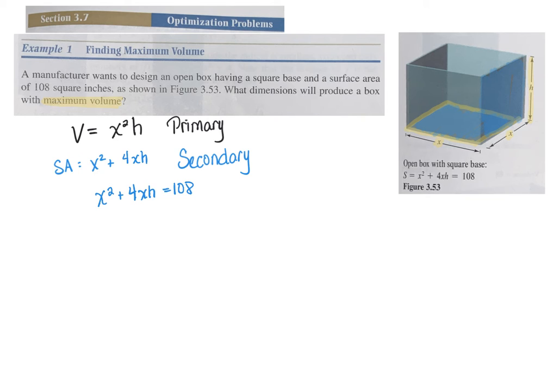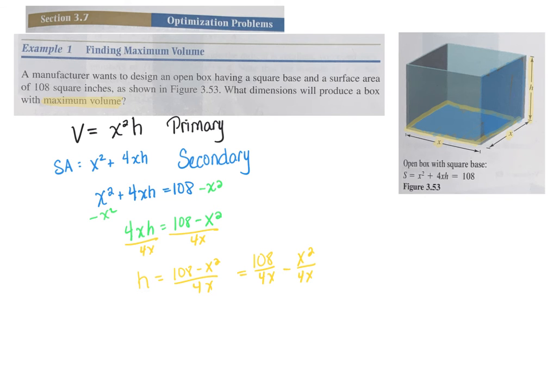I'm solving for h. And so in order to solve for h, I need to subtract my x squared from both sides. I have 4xh equals 108 minus x squared. And then I'm going to divide both sides by the 4x, and I'm going to have h equals 108 minus x squared over 4x. And I will tell you, when you have something like this, it's probably easiest to divide it up. So go ahead and say 108 over 4x minus x squared over 4x.